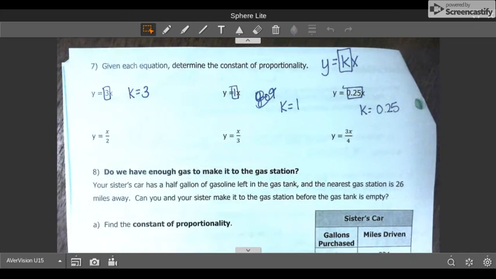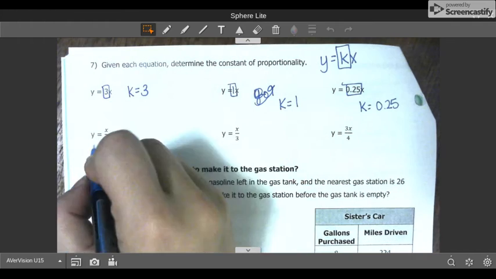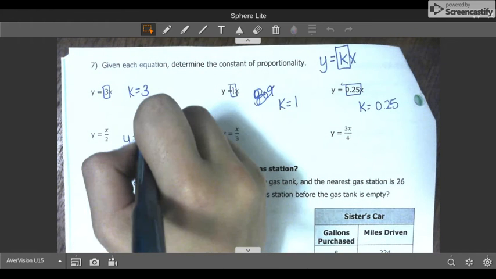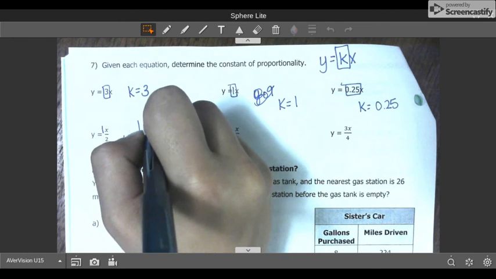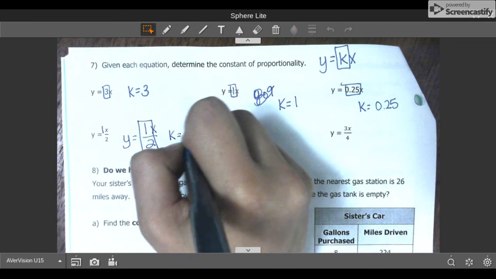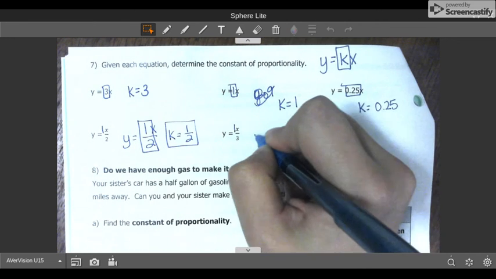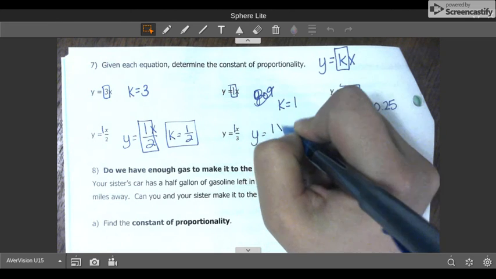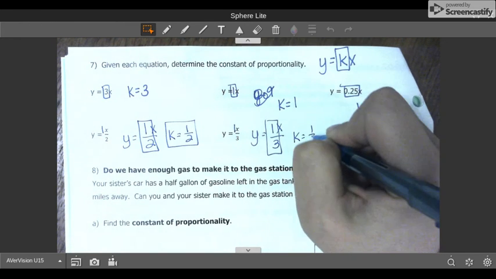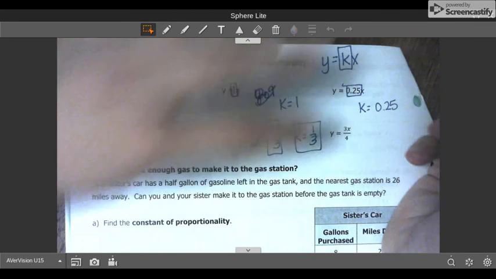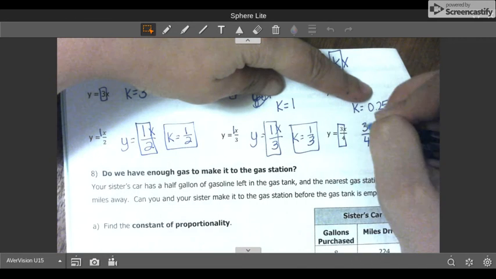Now the ones below are a little bit more difficult, but they're still pretty easy. If you think about this as y equals 1x over 2, the constant of proportionality here is a half. This next one, if you put a 1 here, this is really y equals 1x over 3. The constant of proportionality is a third. And here, y equals 3/4 x.